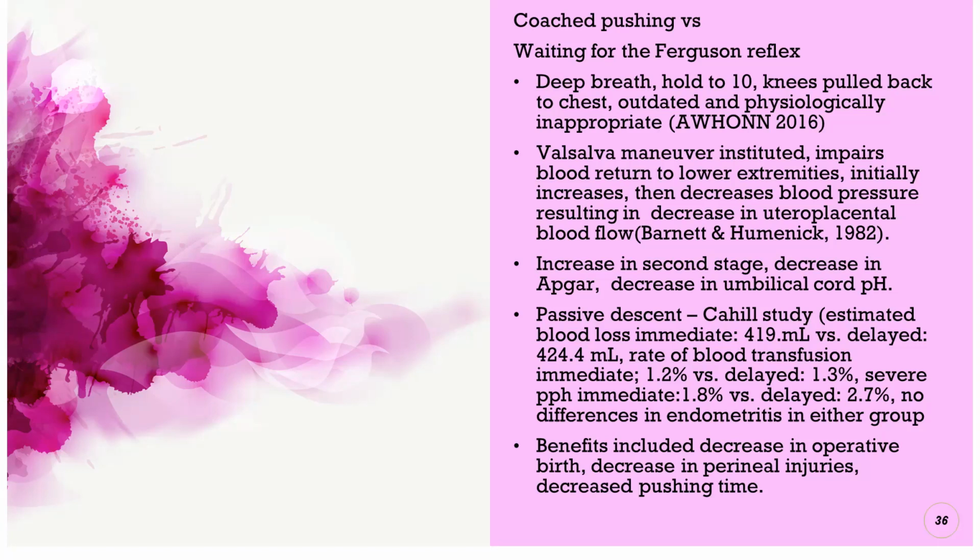response. And what happens when we do that? We impair our blood return to our lower extremities, and then we increase and then decrease our blood pressure, which results in a decrease in uteroplacental blood flow. And what happens when we have a decrease in uteroplacental blood flow? Well, we have a decrease of blood flow to the fetus. So now our baby has reduced oxygen capacity while we are doing this purple pushing.